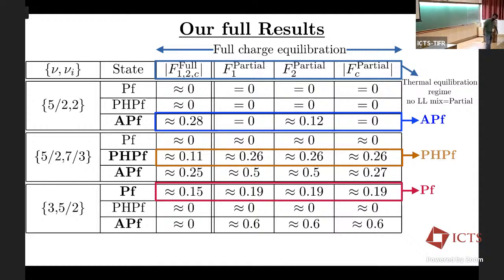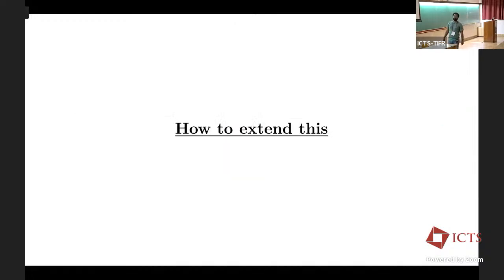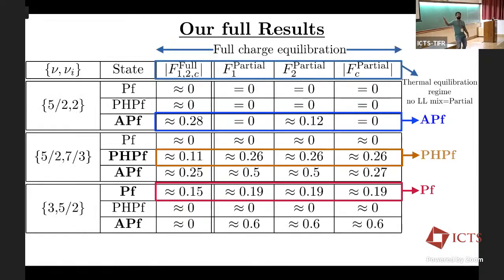Not only that, you can also tell from these changes. You can see it jumps by a factor of 2. This is something the experiment can actually measure. And you can tell which equilibration regime it is in too. So how to extend this? This is the final result of this work.